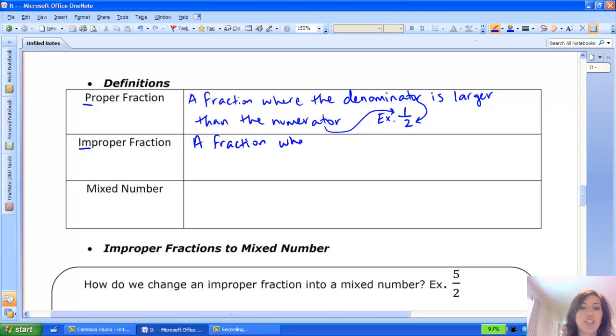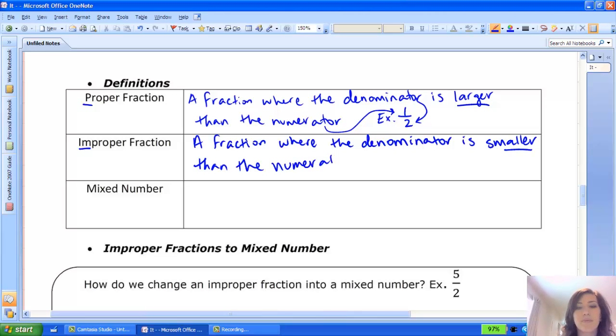A fraction where the denominator, the bottom number, is smaller than the numerator. An example of this could be, say, 5/4. So our numerator, the top number, is now the larger one.